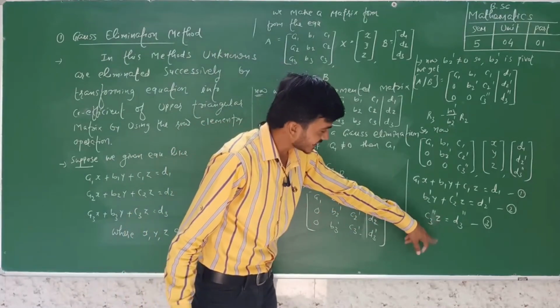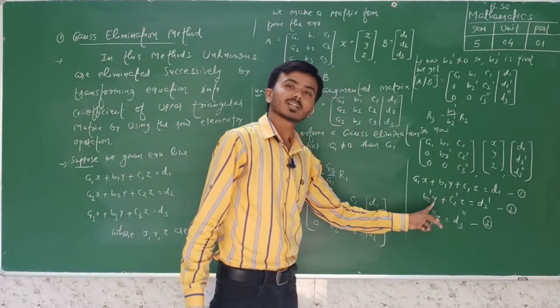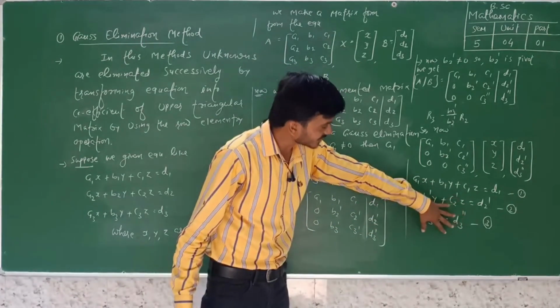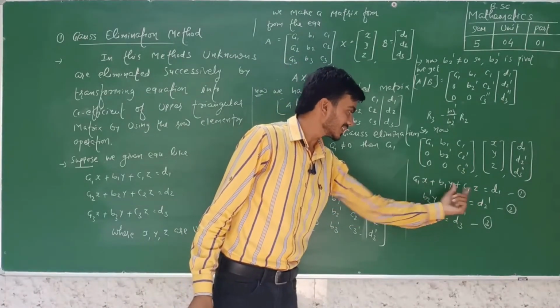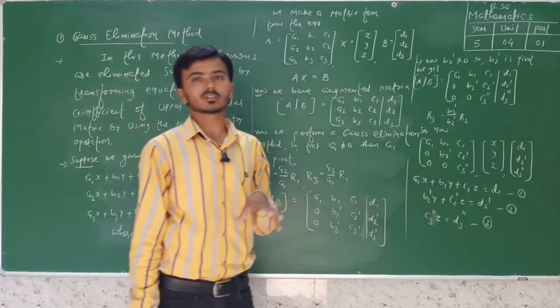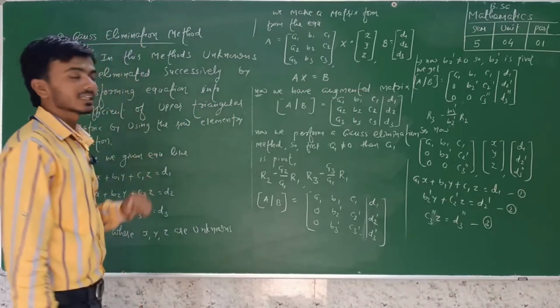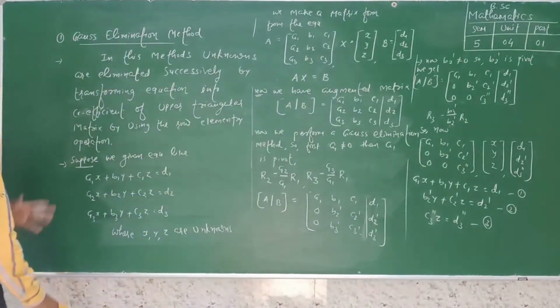The value of Z is substituted in equation number 2, so we can find the value of Y. The values of Y and Z are substituted in equation number 1. Put the values of Y and Z, and we can find the value of X. So these three unknown variables are found by using the Gauss elimination method. Try this, note it down.